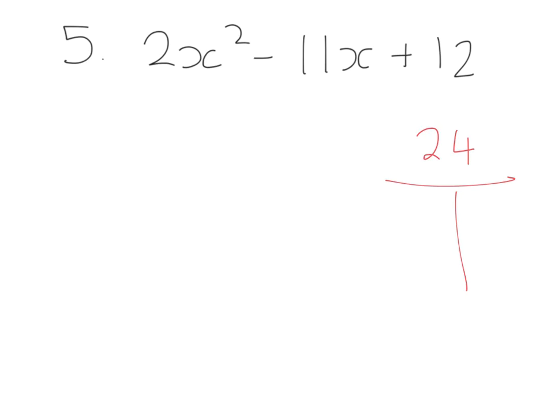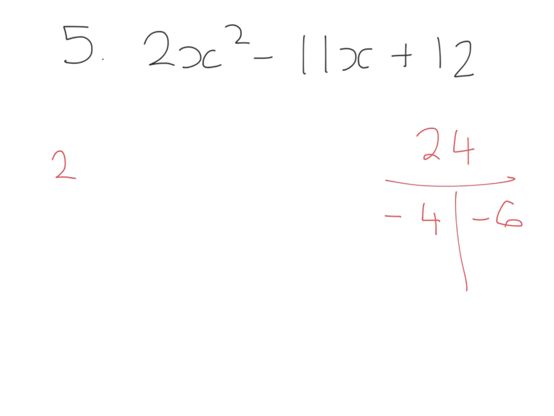Now, in order to get a negative number when added, but a positive number when multiplied together, they both need to be negative. So think of your factors, negative 4, negative 6. Okay, negative 4, negative 6, that gives me negative 11, so I'm going to stick with that.